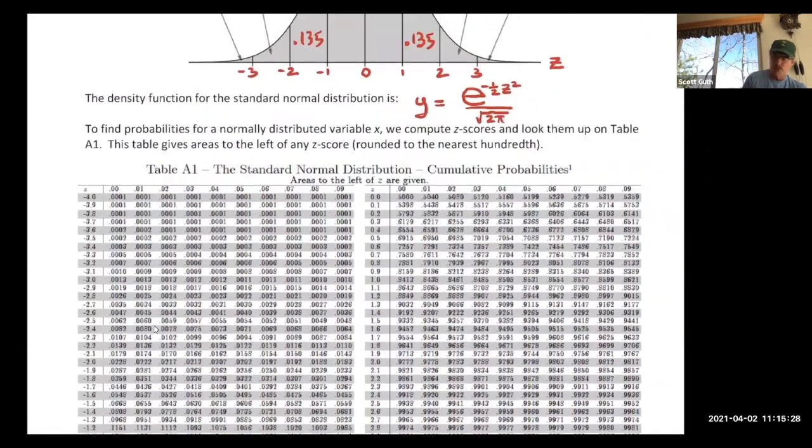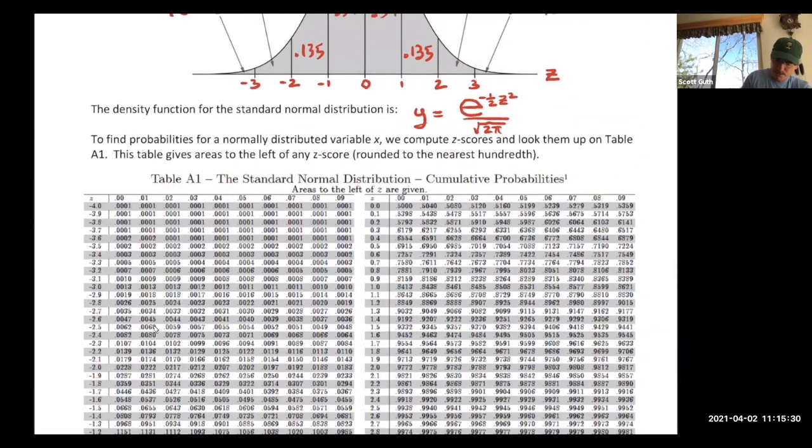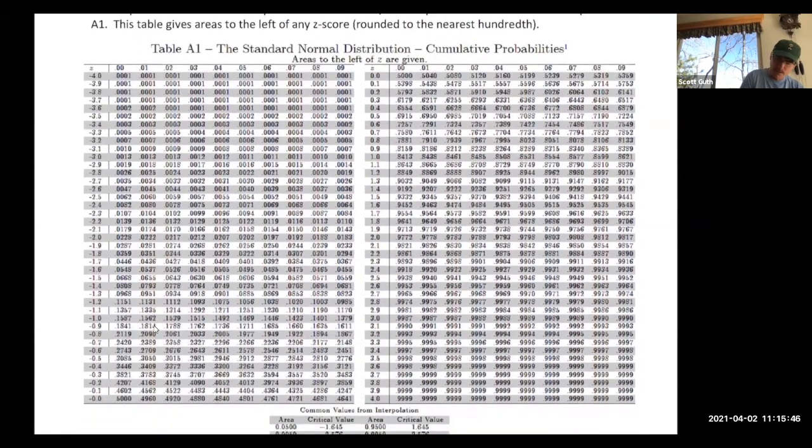Where's the description? There it is. Okay, so it says to find probabilities for normally distributed variable X, we compute z-scores and look them up on table A1. The table gives areas to the left of any z-score, now rounded to the nearest 100th. Okay, so on the table here, you're looking up your z-score down this way to the nearest 10th. These are negative.